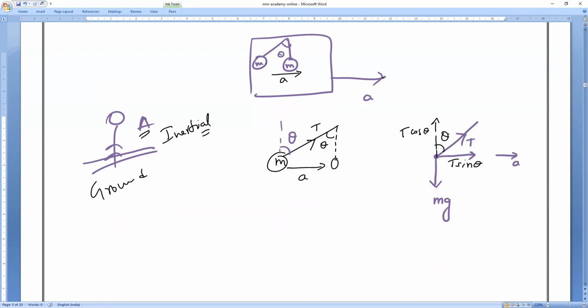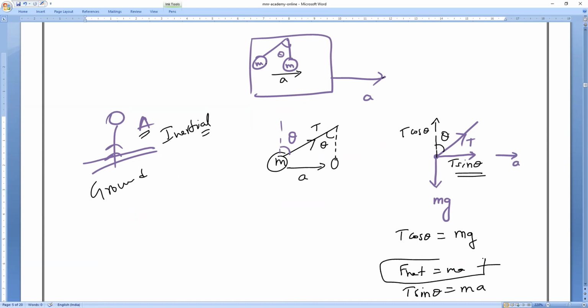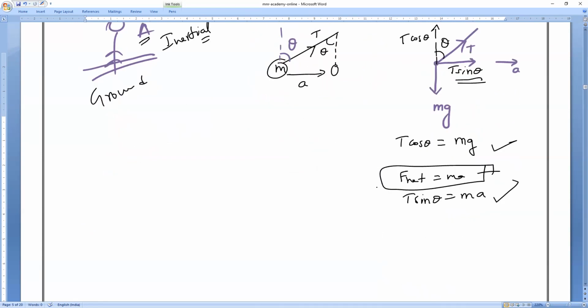You can check it here. From this, T cos theta equals mg. And here there is no net force in that direction. So F net equals Ma. Only one force is acting in this direction, so T sin theta equals Ma. So again, you got the same equations, or not? Everybody? Yes. So if you divide, what will happen?